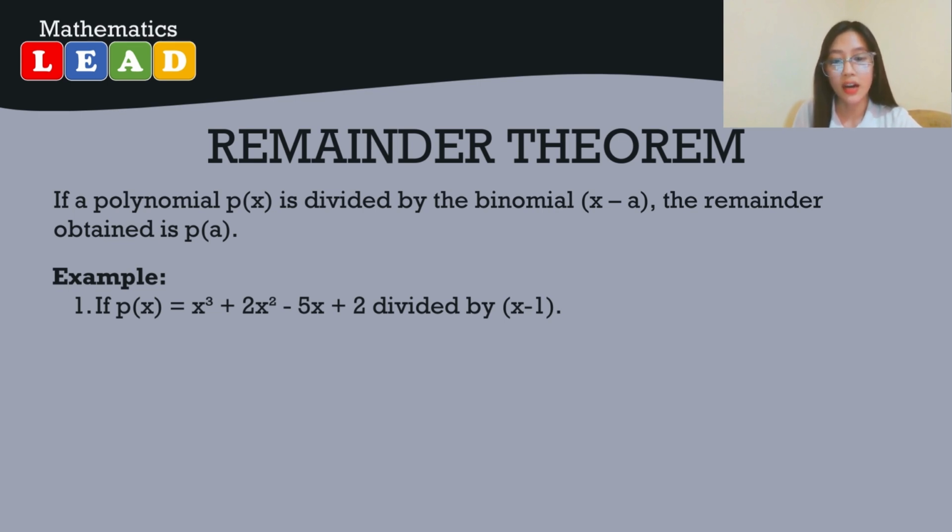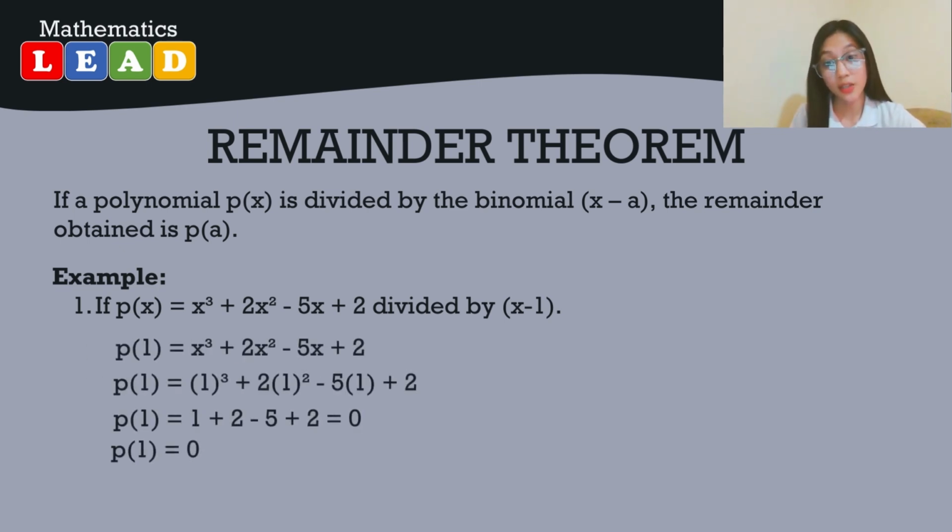So let's try the example. If p of x is equal to x cubed plus 2x squared minus 5x plus 2 divided by binomial x minus 1, so the value of x is equal to 1. Therefore, we're going to substitute 1 in all x. We got P of 1 is equal to 1 cubed plus 2 multiplied by 1 squared minus 5 multiplied by 1 plus 2. We got P of 1 is equal to 1 plus 2 minus 5 plus 2 equals 0. So our P of 1 is equal to 0.